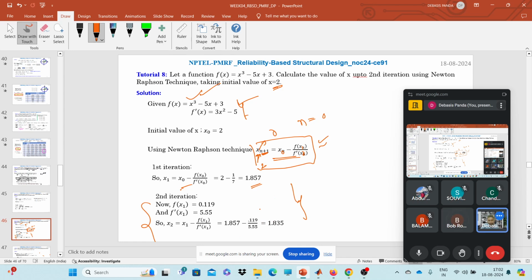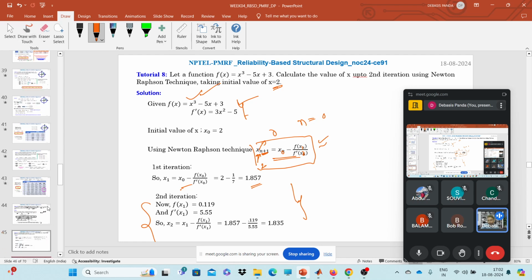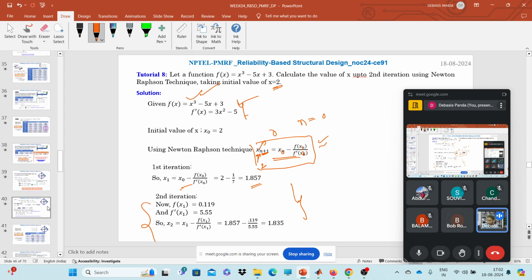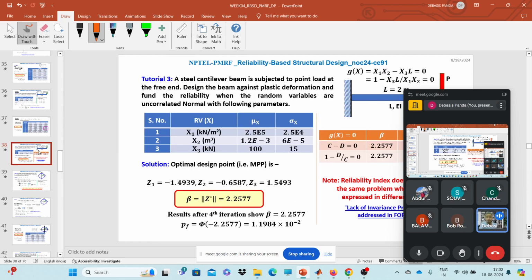Do you have any questions, or can we conclude this session and meet again in the next class? In the next class we will spend time actually solving the problems. Today we haven't solved many problems related to this first order reliability method. We have just solved problems using pen and paper. But in the next class we will solve problems step by step on MATLAB.